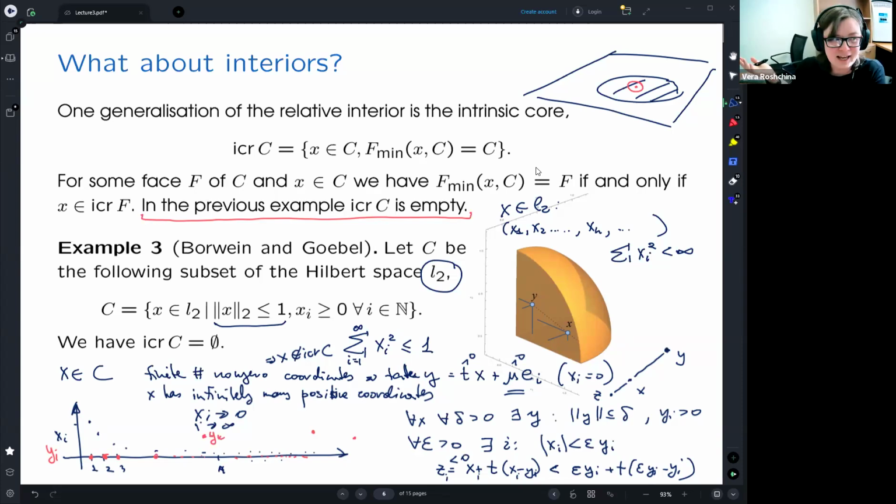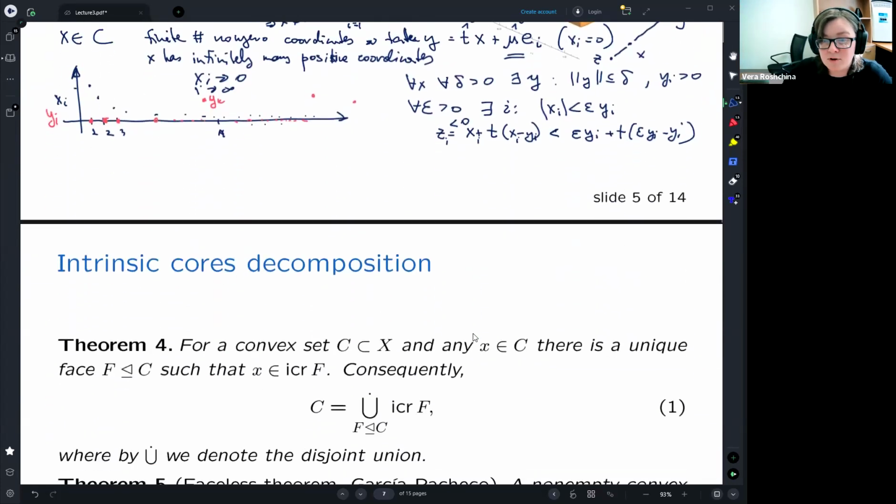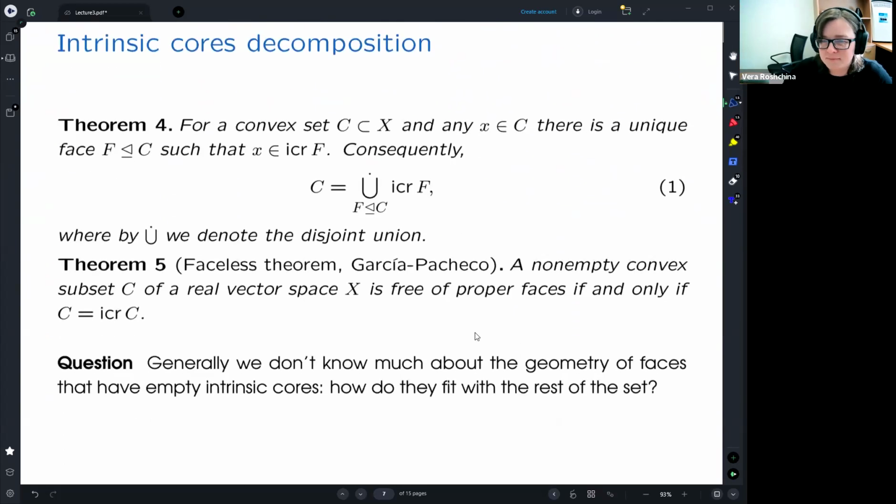And so the set has an empty intrinsic core. No matter what point on the set I pick, there will be always some y that is so bad that I can't draw a line through x and continue beyond x. And of course, it won't happen if I don't have this constraint. If I just take the ball, everything is going to be fine. So even for this very simple example, the definition of relative interior, one of the definitions, doesn't work. I get the empty intrinsic core, or empty what would be the interior of this cone, of the set.